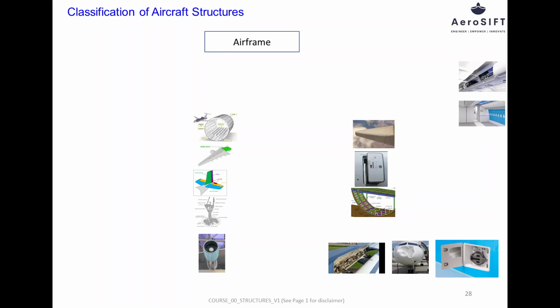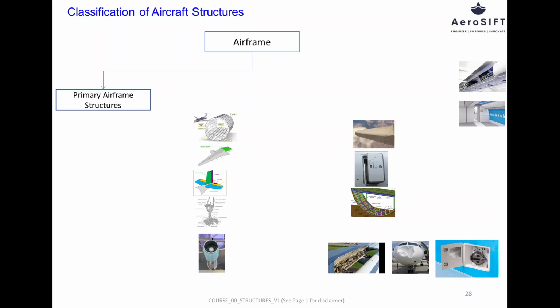This slide represents the classification of aircraft structures, airframes, based on their load-carrying importance and functional role. Aircraft airframe structures are divided into primary, secondary, and tertiary structures. Primary airframe structures are critical load-carrying components. Failure of these structures can directly compromise the safety of the aircraft.